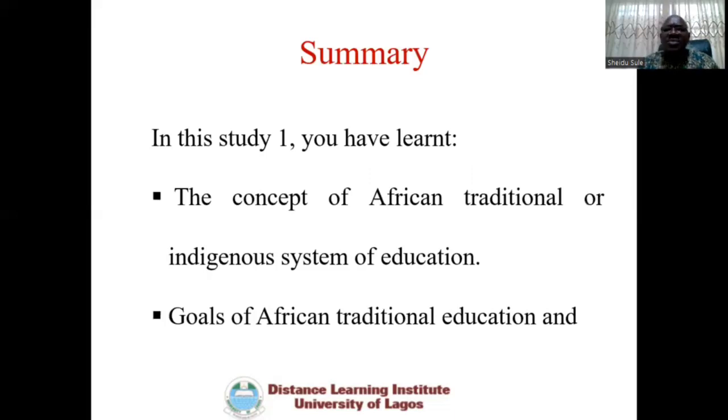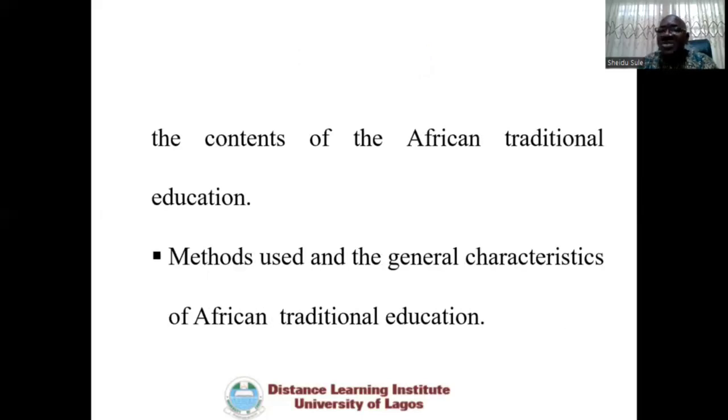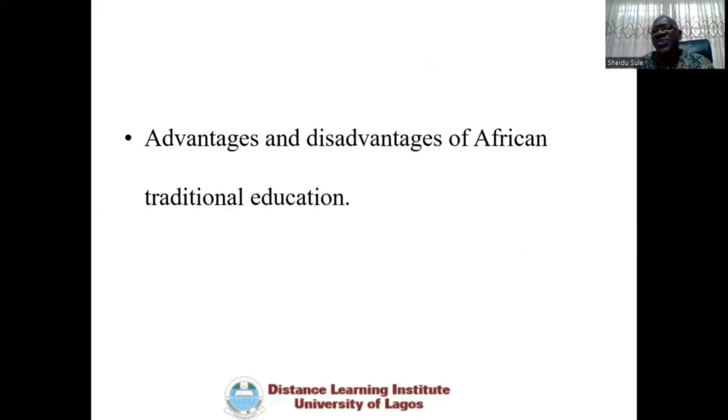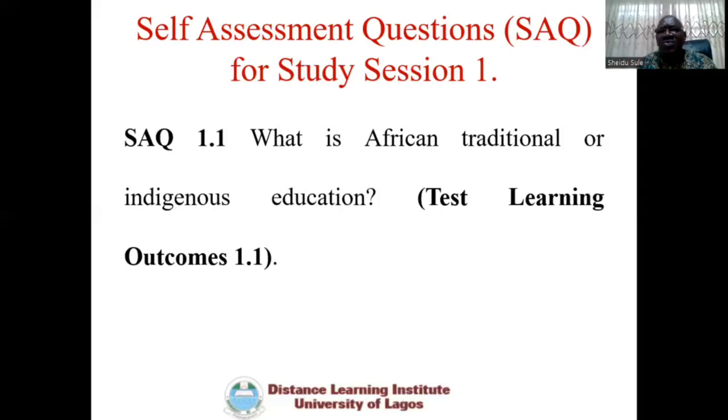In summary, in this study session one, you have learned the concept of African traditional education. You have equally learned the goals and the contents of African traditional education. You equally learned the methods used and the general characteristics of African traditional education. And finally, we learned the advantages and disadvantages associated with African traditional education.